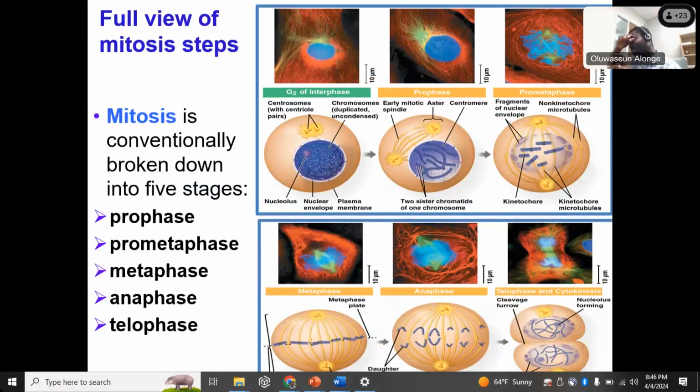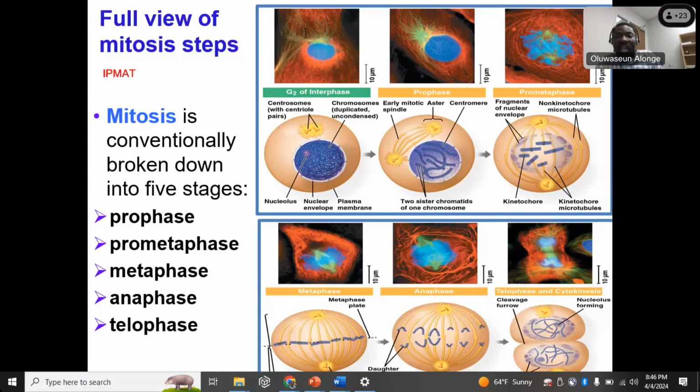Now, the whole process is called IPMAT. I'm going to put that on the screen here. So it's called IPMAT. The I is interphase, P is prophase, M is metaphase, A is anaphase, and T is telophase. Those are the phases of mitosis or the cell's division.